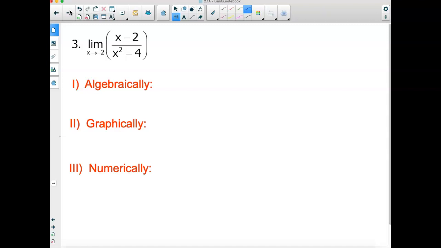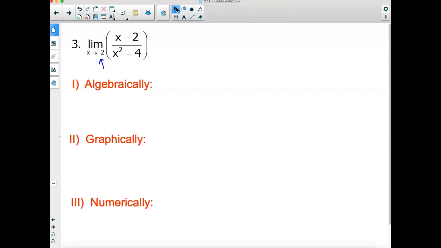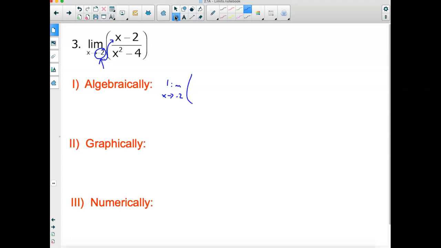Notice, the only problematic areas on this graph that we found out yesterday were 2 or negative 2. Now we're approaching negative 2. Algebraically, we're going to figure this out. Algebraically, what we're going to do is substitute that target value right in there. So limit as x approaches negative 2 of x minus 2 over x squared minus 4. I could have done this up there, I just wanted to rewrite it.